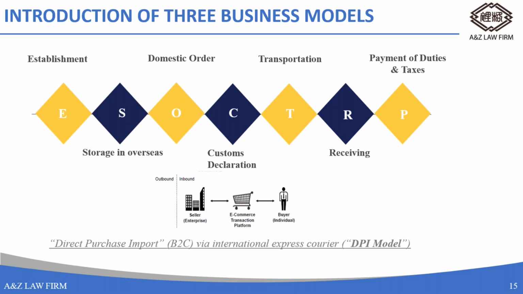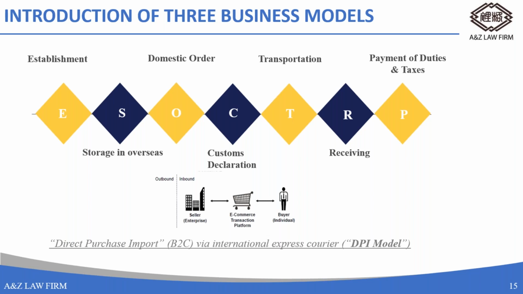So let's use the example. Let's say we establish a company. Let's say we establish a WFOE, right? So then you need to apply for the registration in the e-commerce platform under the administration of Chinese customs. And the company needs to prepare the goods in an overseas storage. When the Chinese user submits the order, in this case in a domestic website, then the website will request the warehouse to send the goods via international express courier and make the customs declarations to the e-commerce platform, which is also a little bit different than the previous model.